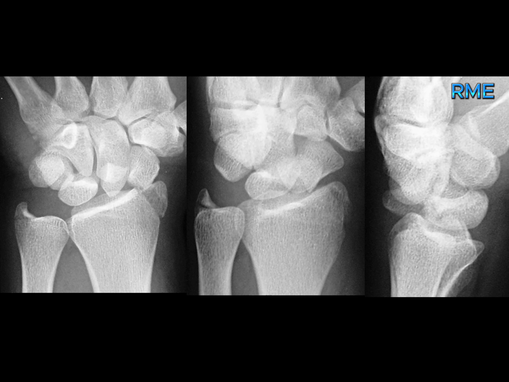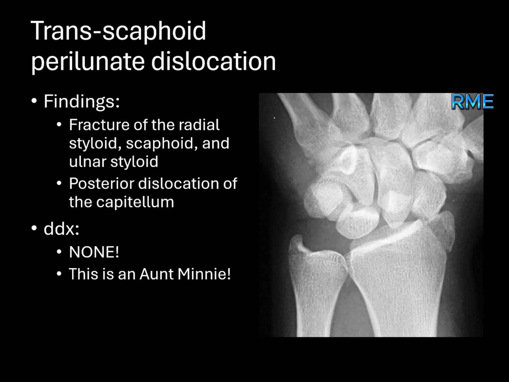What could be causing this image? In this image, we see a fracture of the radial styloid, scaphoid, and ulnar styloid with posterior dislocation of the capitellum. This is characteristic of a transscaphoid perilunate dislocation. Differential diagnoses include none, as it's an Aunt Minnie.